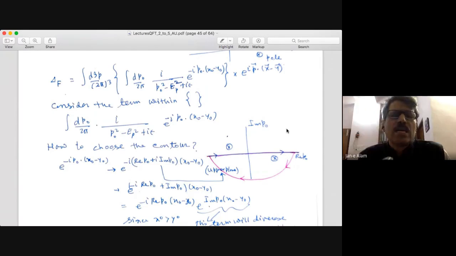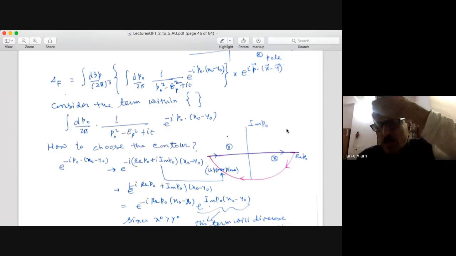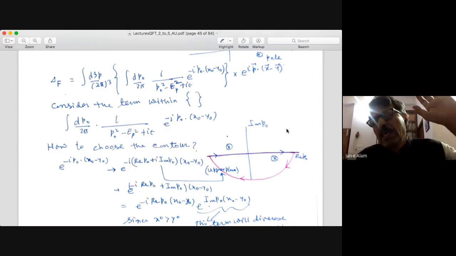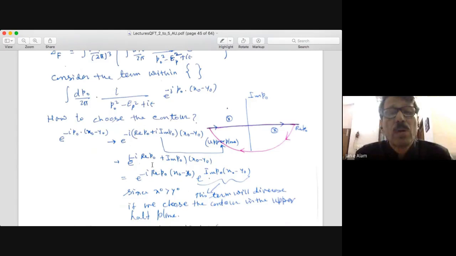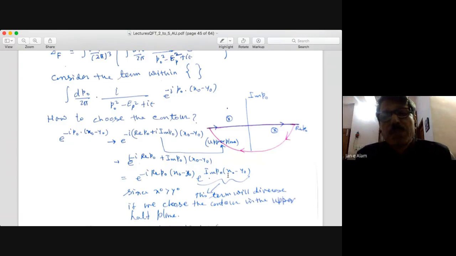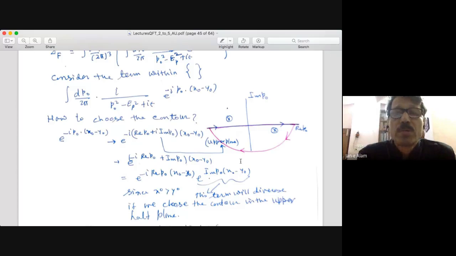And this exercise you have done in classical electrodynamics, when you calculated, as I said, the Green's function for the Maxwell equations. Right now, if it is in the upper half plane, then if you just calculate it, you will get this term, imaginary P0 times x naught minus y naught. And this quantity is always positive, right? Imaginary P naught in the upper half plane, and I have taken x naught greater than y naught, so this is a positive quantity.